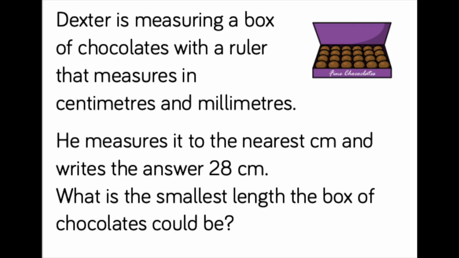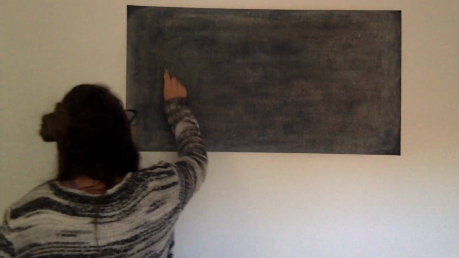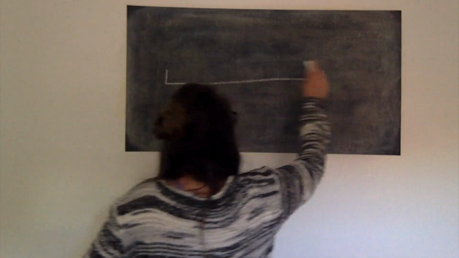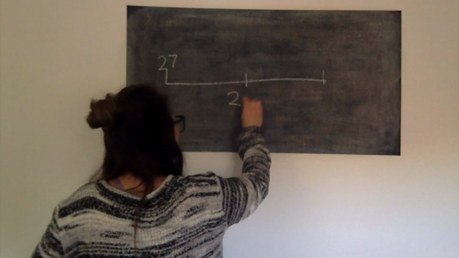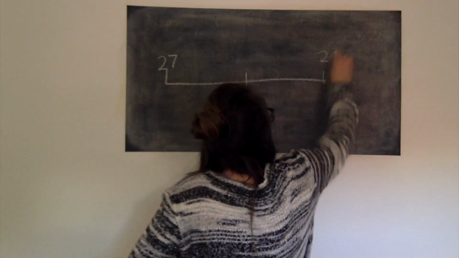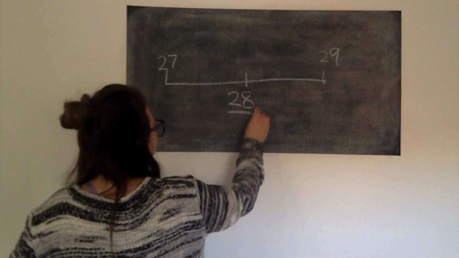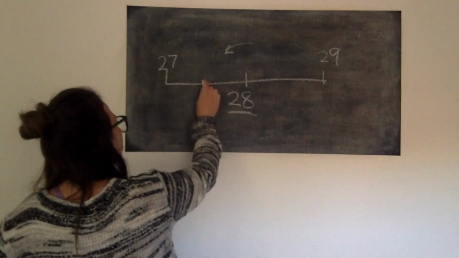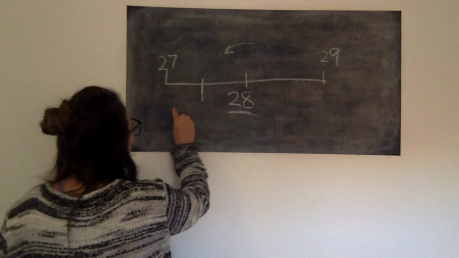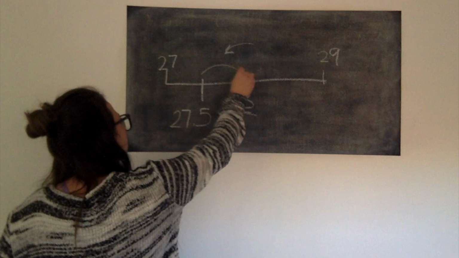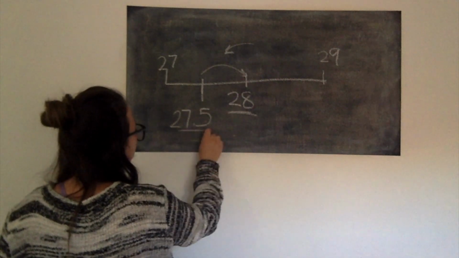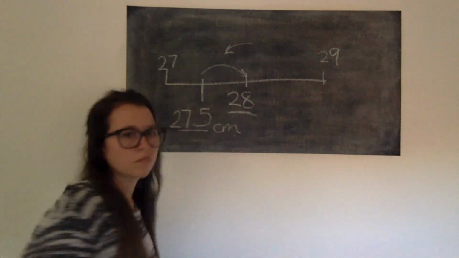First of all, I'm going to go through yesterday's challenge. Dexter had a box that he measured in centimetres and millimetres. To the nearest centimetre, it was 28, but we wanted to know the smallest possible it could be. On your number line you needed three numbers, 27, 28 and 29. These are the whole centimetres. We wanted the smallest possible, so it could actually have been smaller than 28. You had to think about the smallest number that would be rounded up to 28, and that would be 27.5.